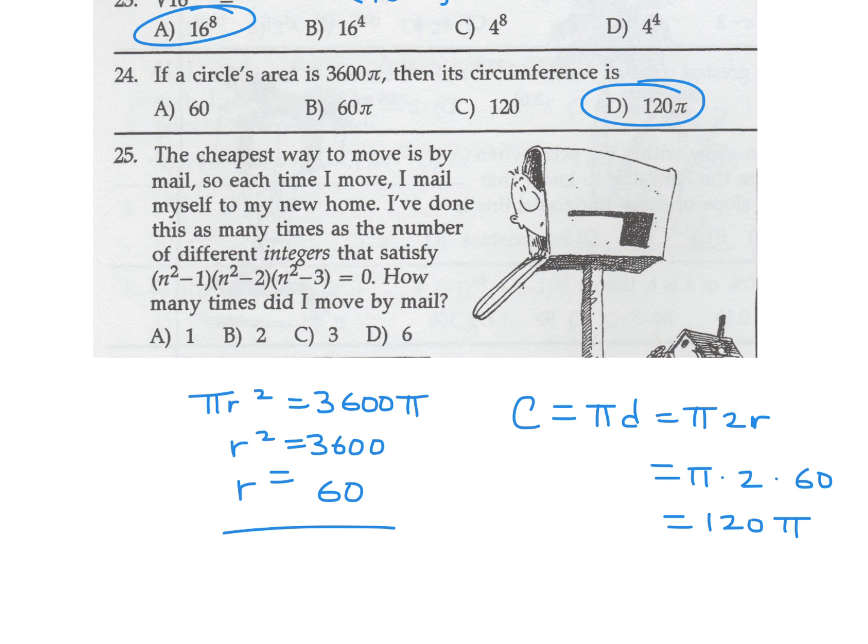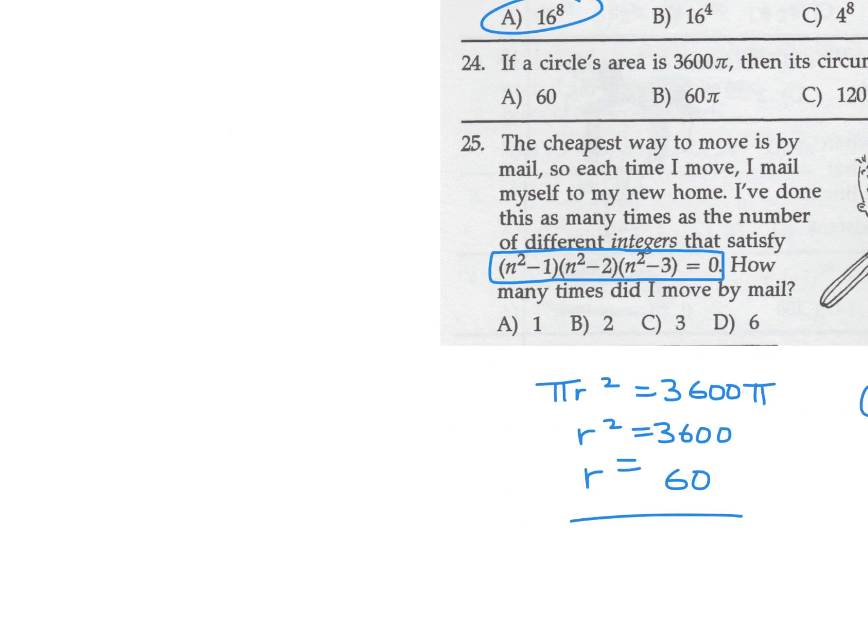The cheapest way to move is by mail. So each time I move, I mail myself to my new home. I've done this as many times as the number of different integers that satisfy this equation. How many times did I move by mail? So we've got to find integer solutions to this, basically. Okay, I think I can do that.